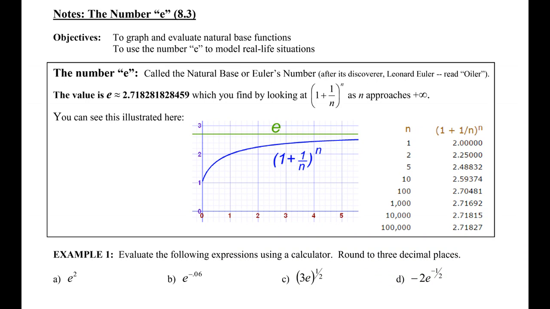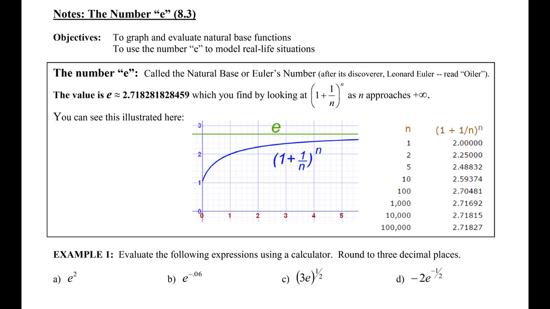Today's notes are on the number e. The number e, called the natural base or Euler's number after it was discovered by Leonhard Euler, has a value of approximately 2.7182818284459, which you can find by looking at the quantity (1 + 1/n)^n as n approaches positive infinity, and you can see it illustrated below.